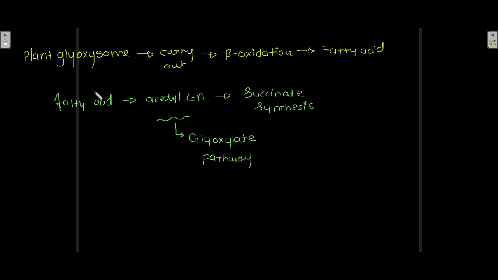So in plant glyoxysome, the beta oxidation of fatty acid takes place in such a way that acetyl coenzyme A is formed, and the acetyl coenzyme A which is formed in plant glyoxysome is then converted into succinate. It is used for succinate synthesis, and this conversion takes place via the glyoxylate pathway.